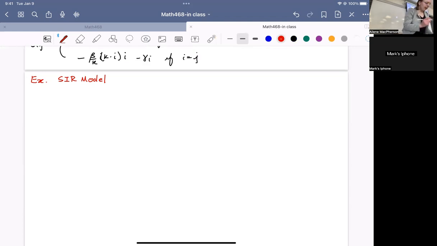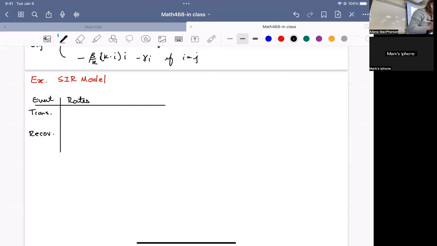So what do we have here? Well, we have this table again where you write the event that occurs. And in this case, we have just a transmission event as well and a recovery event. So the events themselves didn't change. The rates do change slightly. So it's beta over kappa S times I and gamma times I.